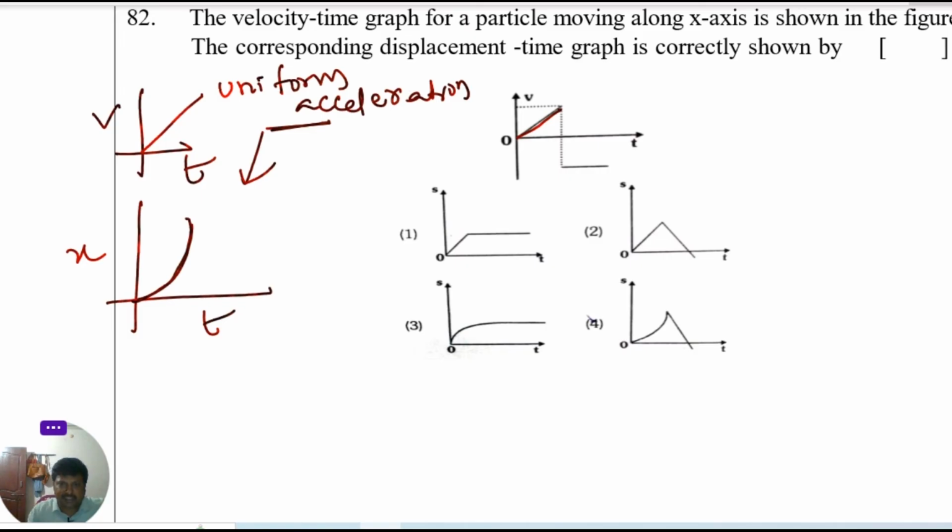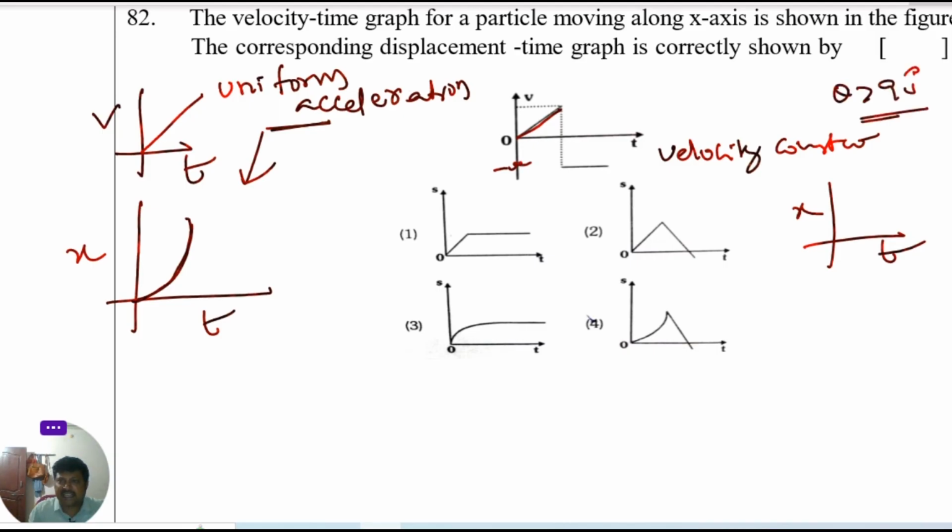Next here, in the velocity time graph, the graph is parallel to the time axis. If the graph is parallel to the time axis, it means velocity is constant. For this, in the displacement time graph, velocity is constant and negative. Negative means theta should be greater than 90 degrees. The graph is like this because when theta is greater than 90 degrees, the velocity is negative.